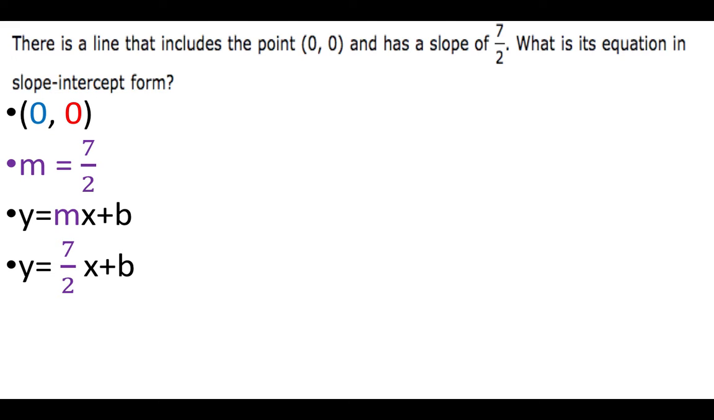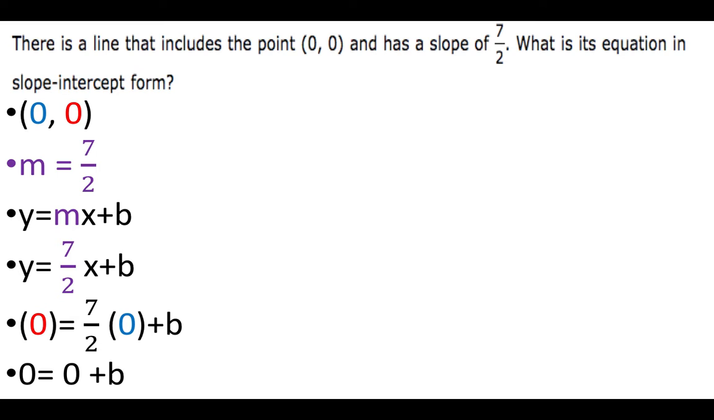Again, my next step is to figure out what b is. What I'm going to use is the point that I'm given right here. My x is 0 in blue, and my y is 0 in red. We go ahead and we substitute. What's nice about the problems that have points with zeros in them is that it actually makes our calculations very easy. 7 over 2 times 0 is just 0, because anything times 0 is 0.